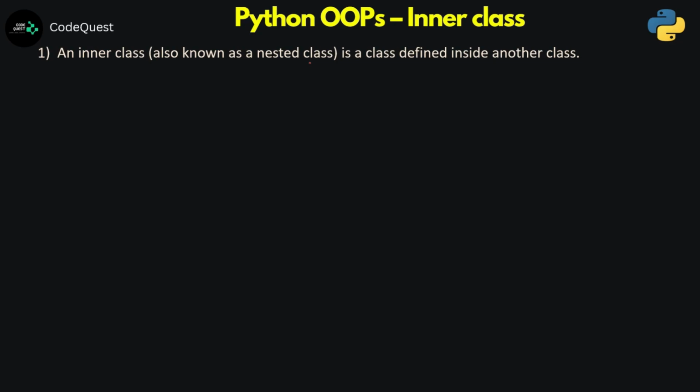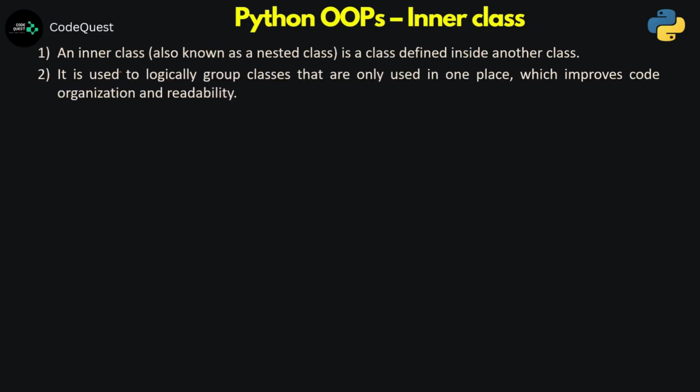But if at all we try to put a class definition along with its methods and all inside another class, then that class is known as your inner class. So what is the benefit of an inner class? We can logically group the classes that are used only in one place, and as a result we can improve the code organization, and of course increase the readability of the program.